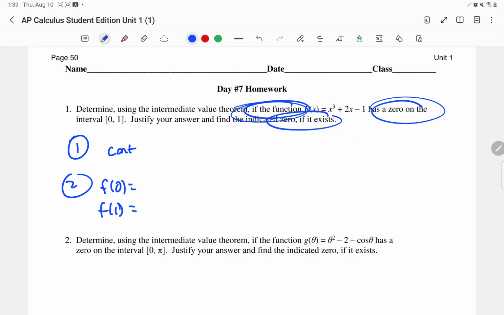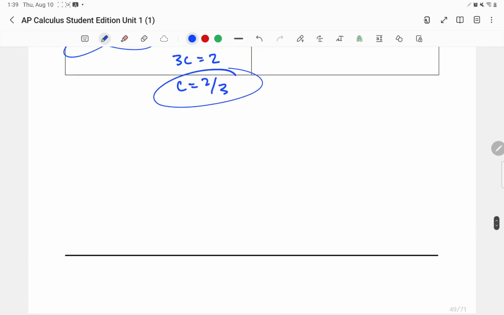Okay. Before I move on, I do want to point this out, and we can add this to the bottom of our notes, when we're talking about continuity.